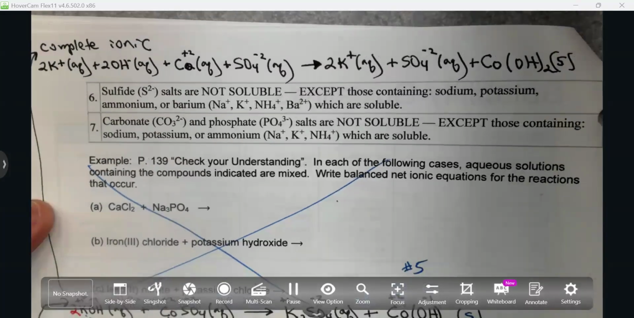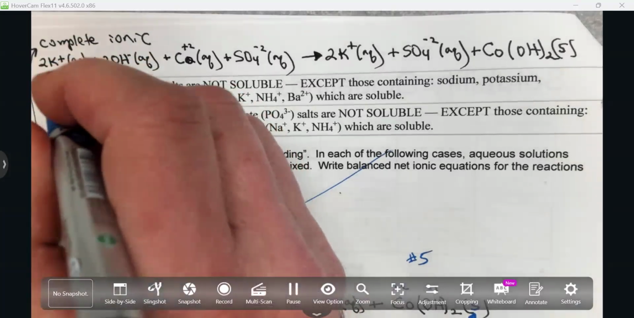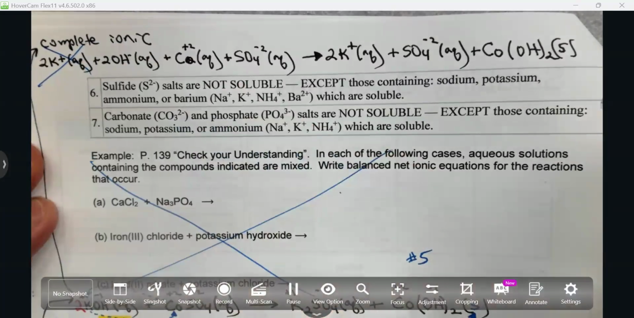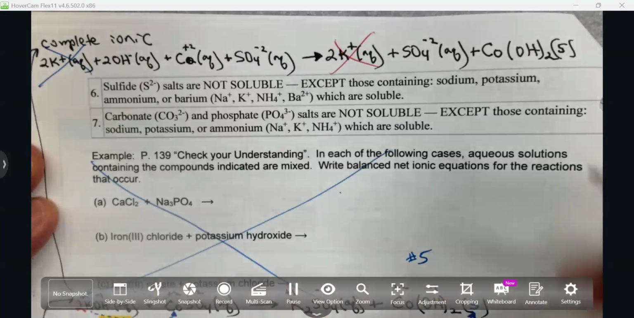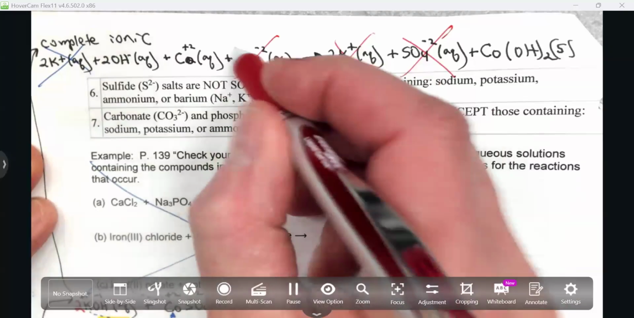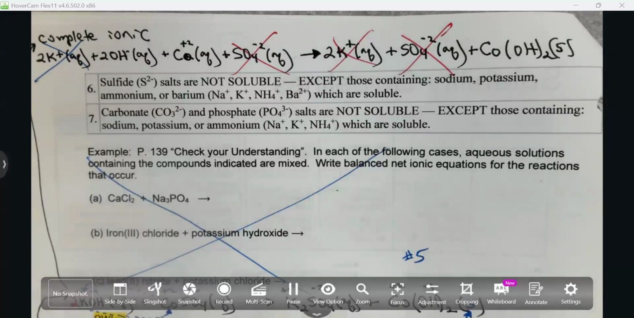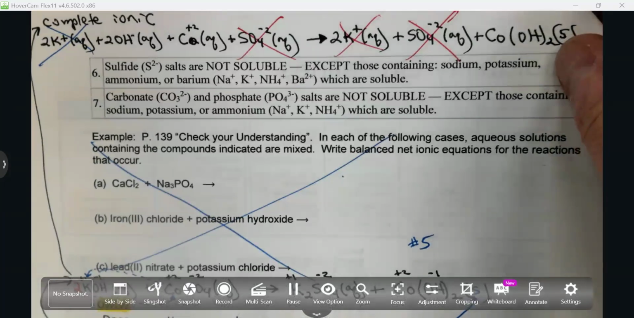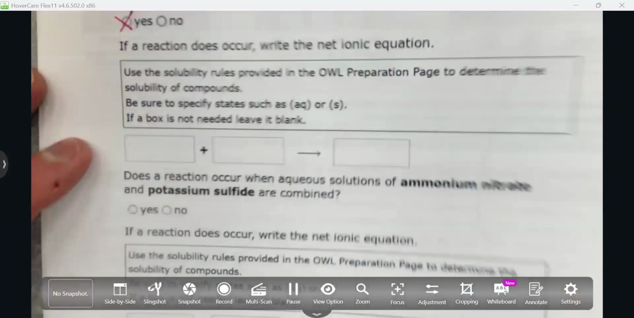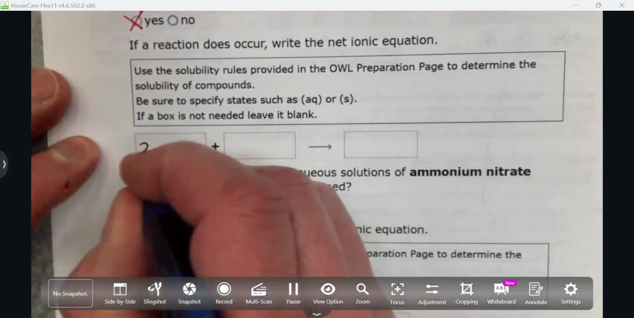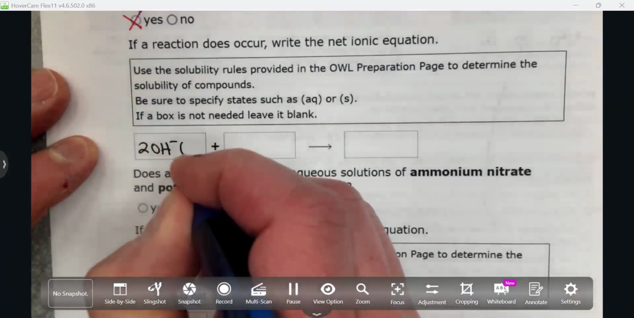Now we're going to cross out our spectator ions. Oh, I just wanted to do red. And my sulfates, right? So I'm left with my net ionic there. So we could put that in as 2OH minus.